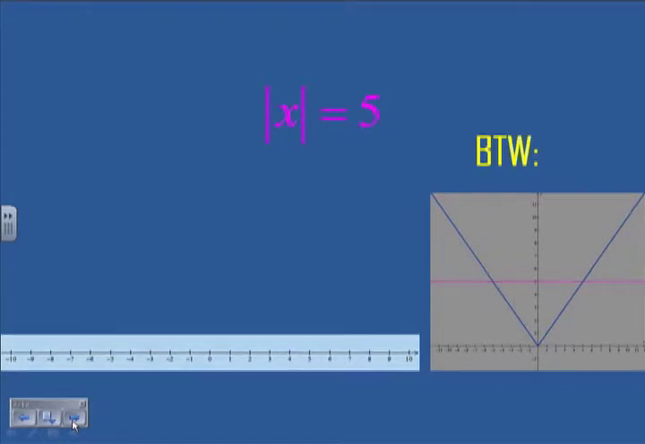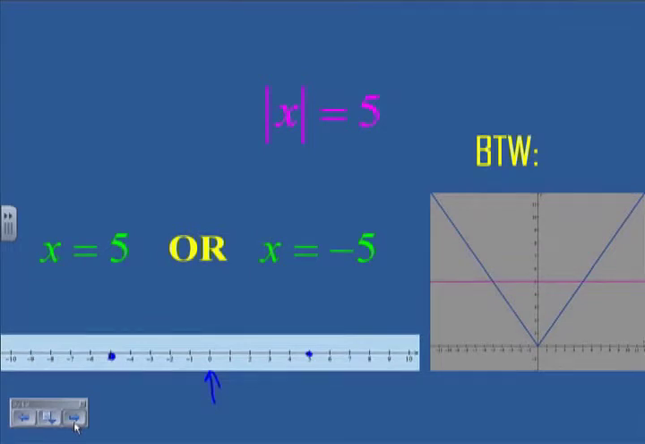Well, we go to our number line and we say, what is 5 units away from 0? Here's my 0. Well, 1, 2, 3, 4, 5. I can go 5 left, or 1, 2, 3, 4, 5. I can go 5 to the right. All right, so essentially, I have got 2 answers. x can be 5, or x can be -5.